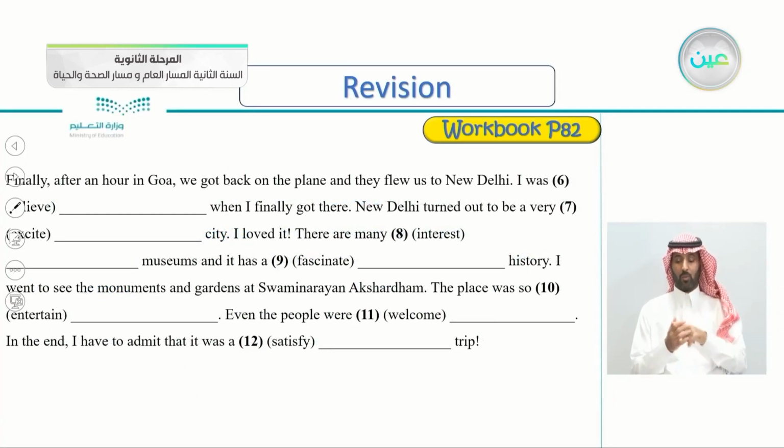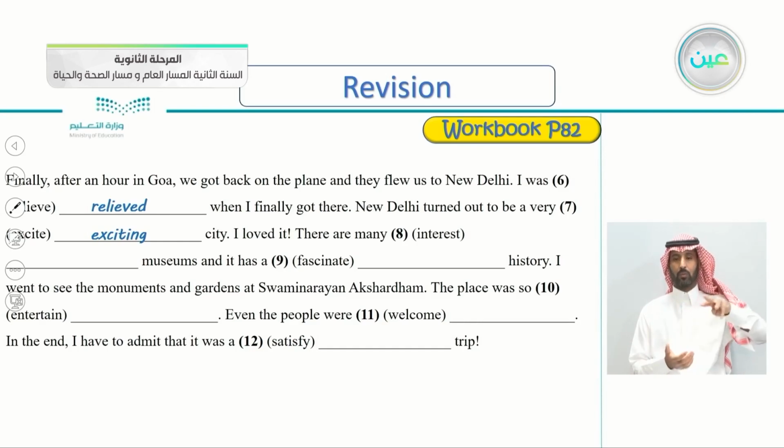Finally, after an hour in Goa, we got back to the plane and they flew us to New Delhi. I was what? He's describing how he feels. So I was, very good, I was relieved when I finally got there. New Delhi turned out to be a very exciting city. So he's describing a city. Very good, exciting. He doesn't describe how he feels here. He's describing the source of the excitement, which is the city of New Delhi. Again, New Delhi turned out to be a very exciting city.